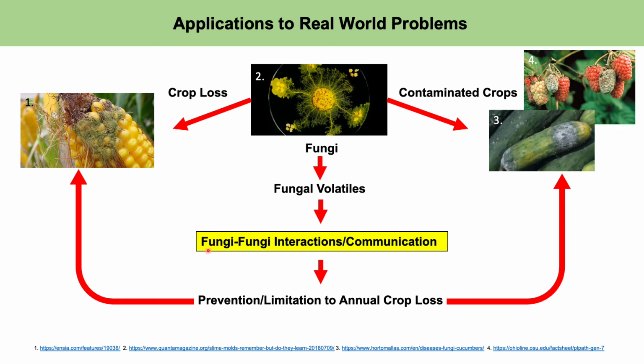They wanted to analyze the similarities that the volatiles have to see if there's some hinting of some interactions that these fungi undergo within each other. And this can then lead to further studies that analyze these interactions that would then lead to ways to prevent or limit the annual crop loss and help our agricultural systems.